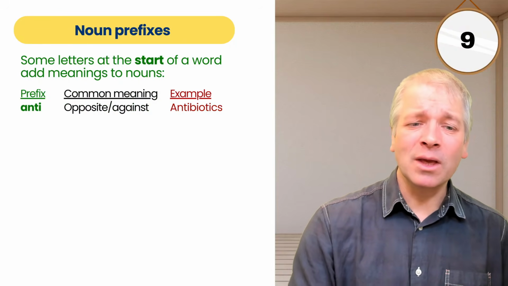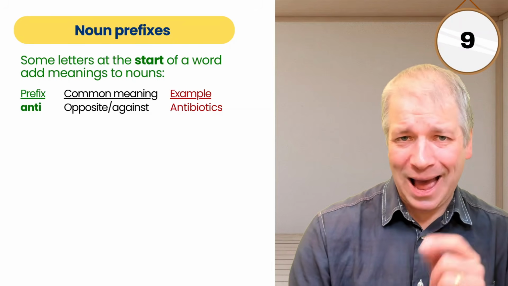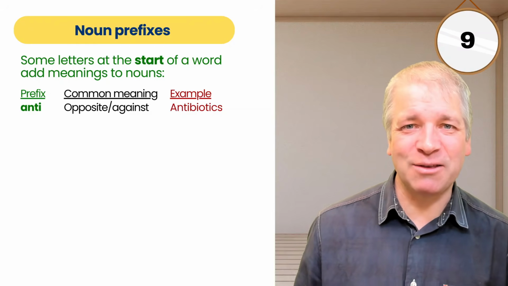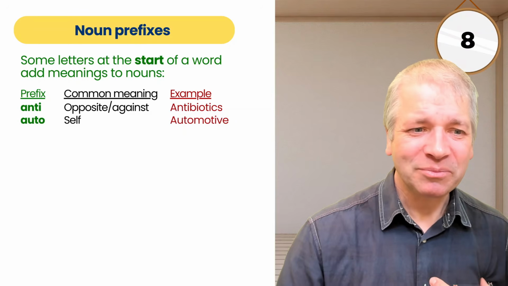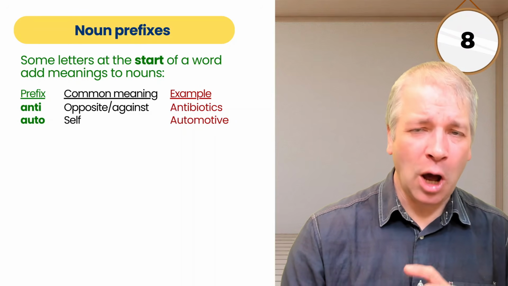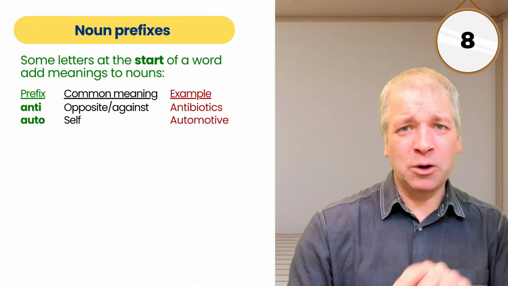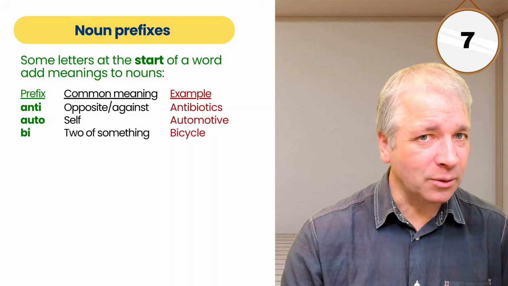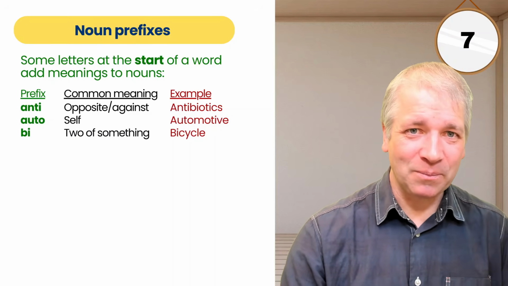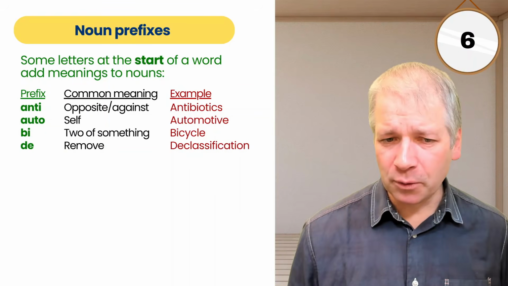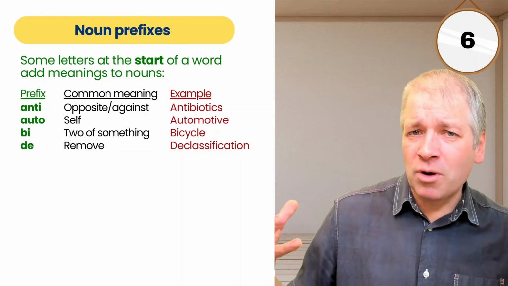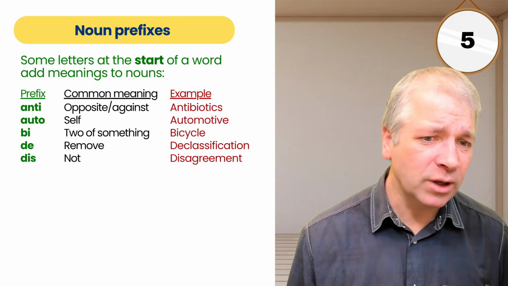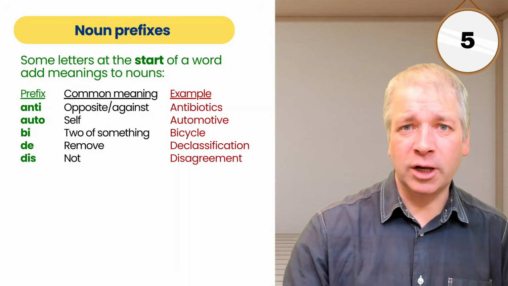First of all, anti. This means opposite or against something. So antibiotics. This means against biotics, basically against the things that are hurting your body. Auto means self. So an automotive is a vehicle that you drive yourself. Bi means two of something. So a bicycle is a cycle with two wheels. De often means remove. So declassification means you remove something from being classified. Dis often means not. So disagreement means there's not an agreement.